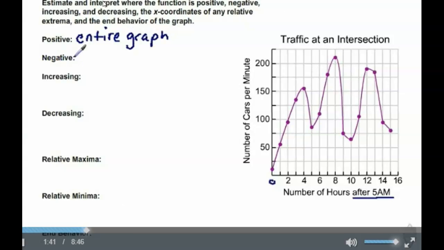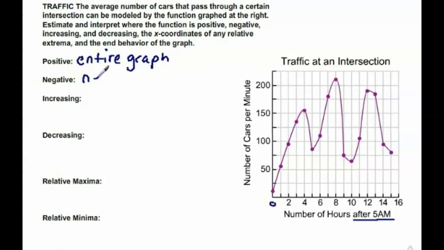And then we would respond in saying that the graph is never negative. Now let's take a look at where the graph or the function might be increasing. Notice that from 5 a.m., or our increment 0, it is increasing to about, it looks like, the increment of 4.